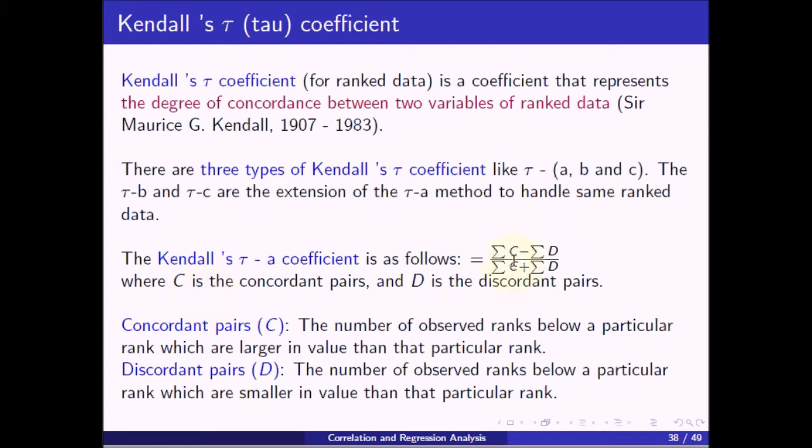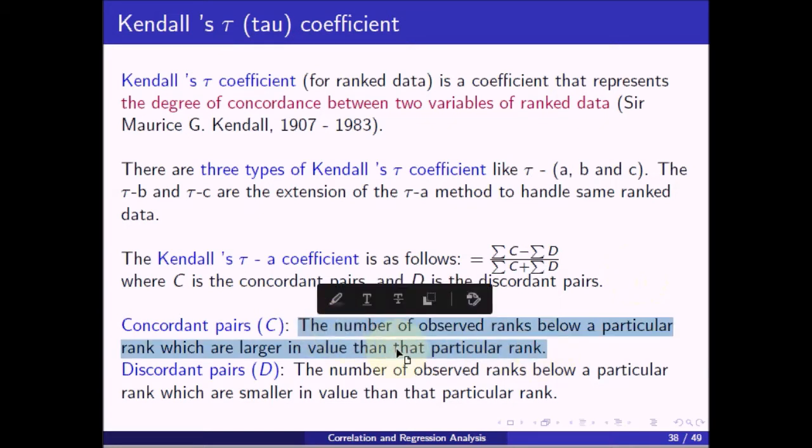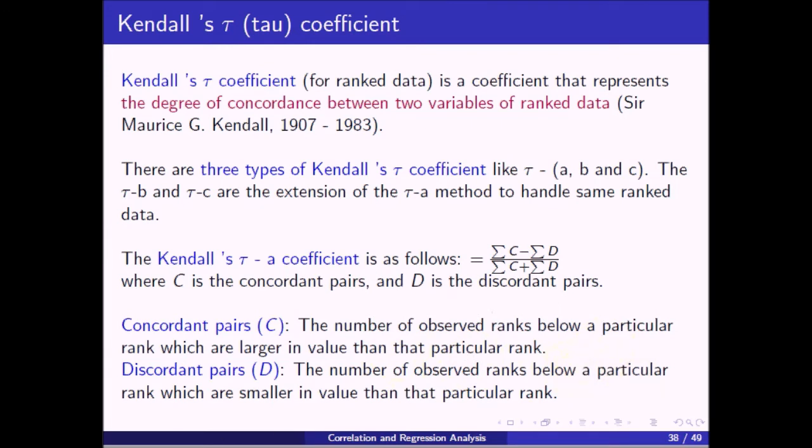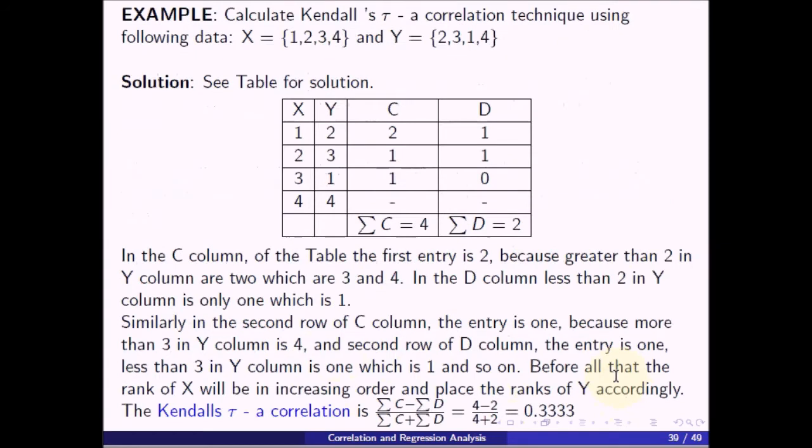Concordant pair C is the number of observed ranks below a particular rank which are larger in value than that particular rank. In this way you can get the concordant pairs. And discordant pair D is the number of observed ranks below a particular rank which are smaller in value. Remember these things: smaller in value for D, larger in value for C. Now we can see one simple example, then it will be clear.